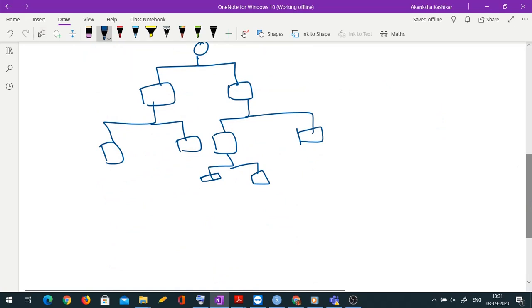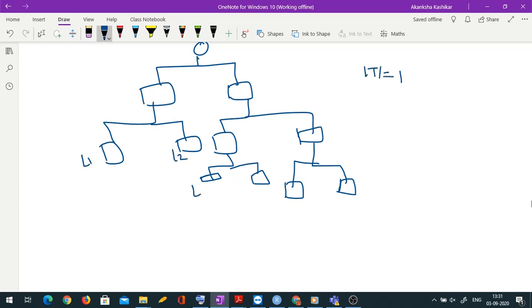Suppose this is my entire tree. Now, how many nodes do I have in total? 1, 2, 3, 4, 5, 6, 7, 8, 9, 10, 11. So currently my mod T is 11. I have L1, L2, L3, L4, L5, L6, 6 leaf nodes. In each of the leaf nodes I can find the prediction error.